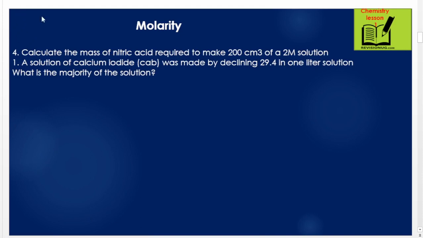Example number 4. Now example number 4 says calculate the mass of nitric acid required to make 200 cubic centimeters of a 2 molar solution. When you see this, what comes into mind? This is concentration. You first pause and put this into interpretation. This means that in 1000 cubic centimeters of a solution, there are 2 moles of a substance. And what is that substance? The substance is nitric acid, and this is the formula of nitric acid there.